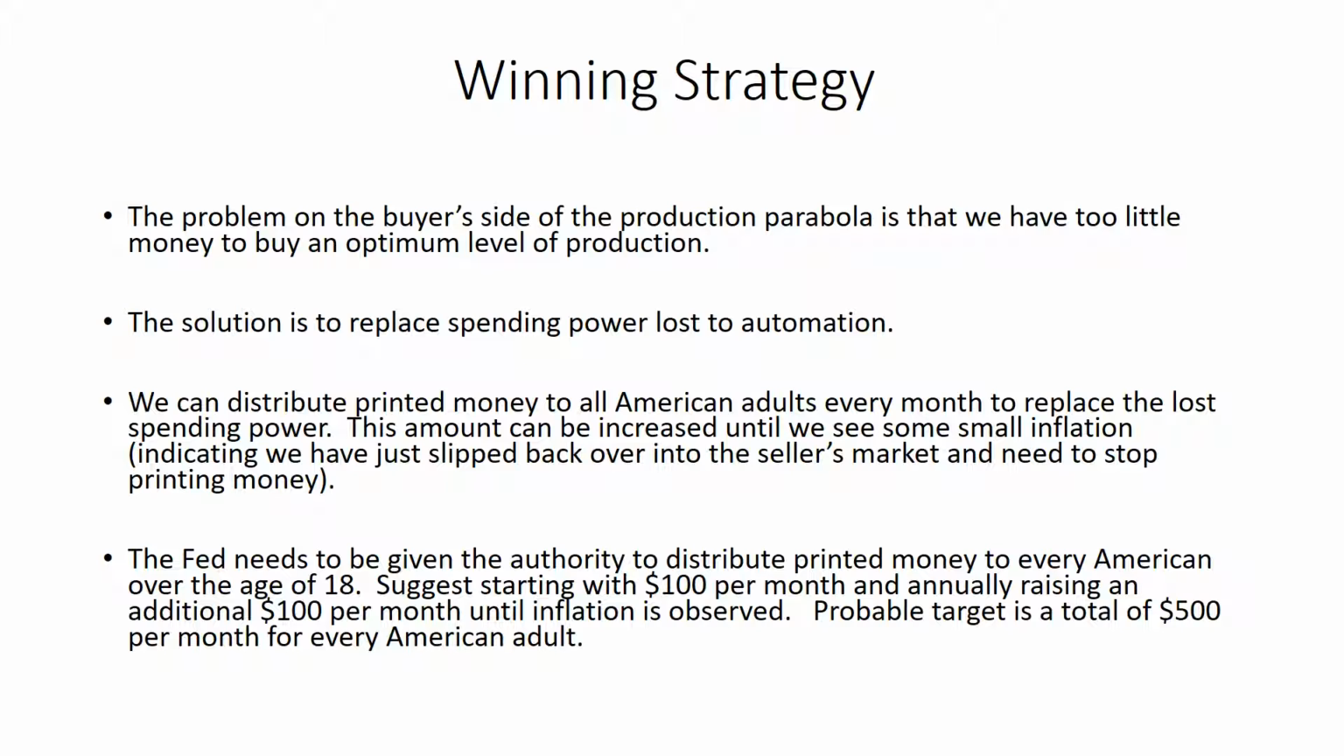The Fed needs to be given the authority to distribute printed money to every American over the age of 18. Suggest starting with $100 per month and annually raising an additional $100 per month until inflation is observed. Probable target is a total of $500 per month for every American adult.